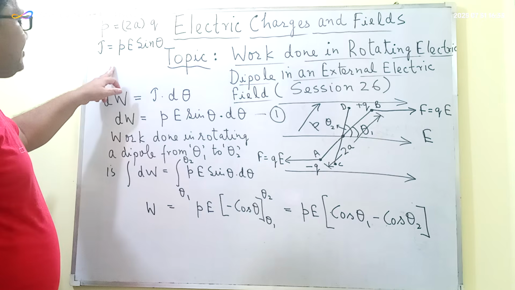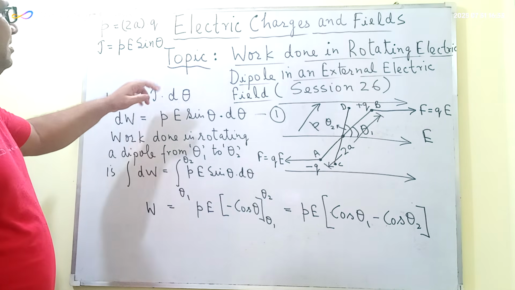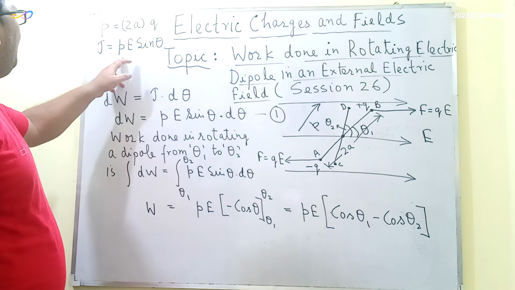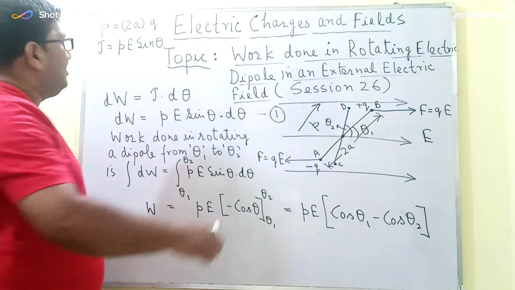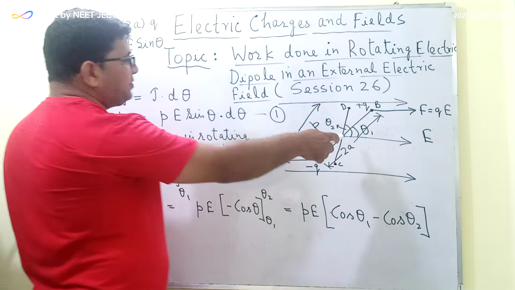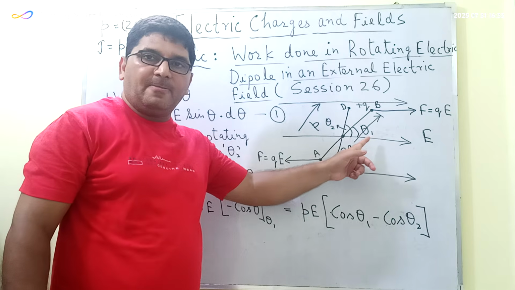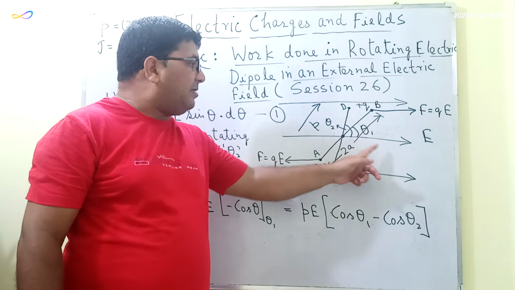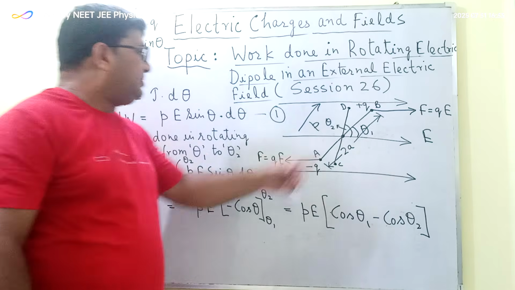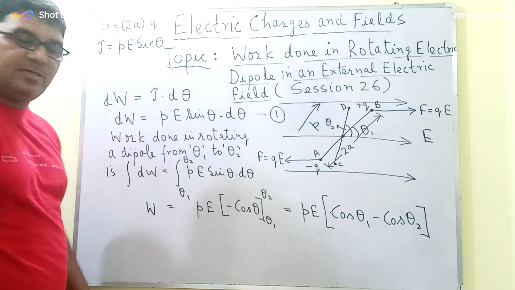In session number 24, we have also learned that the torque acting on the dipole is given by PE sine theta, where theta is the angle between the direction of the electric field and the dipole moment. So in this case, if the angle between the direction of the electric field and the dipole moment is theta 1, then the torque acting on the dipole AB will be equal to PE sine theta 1.